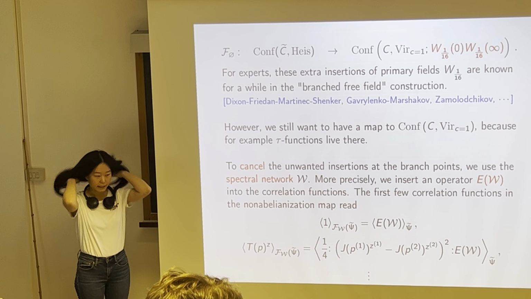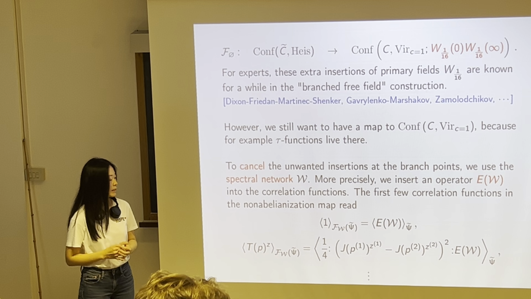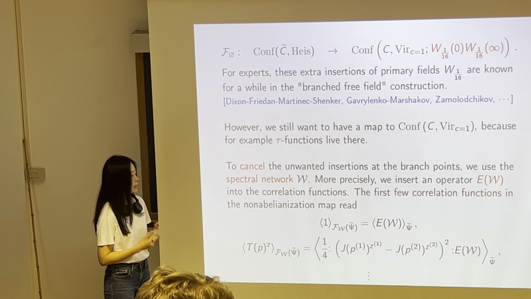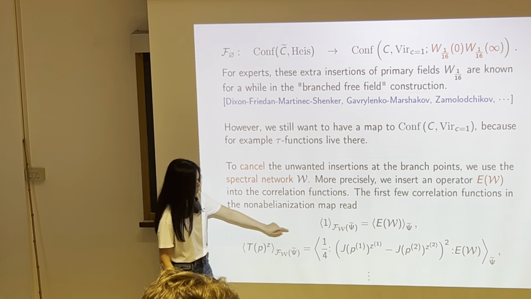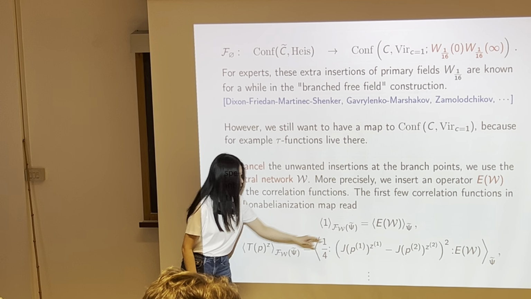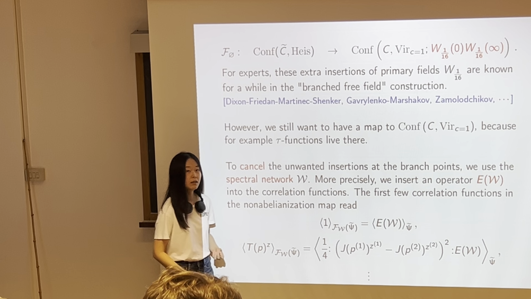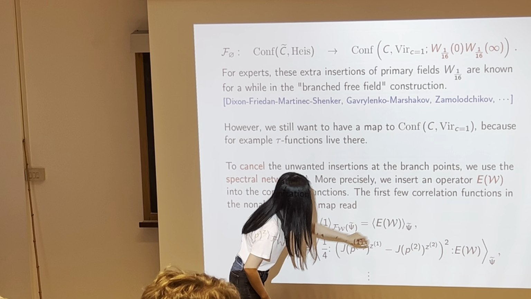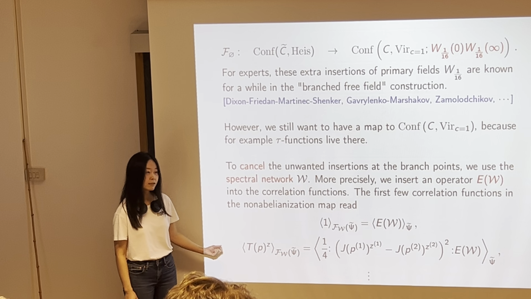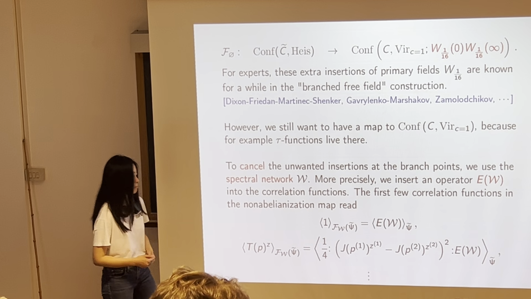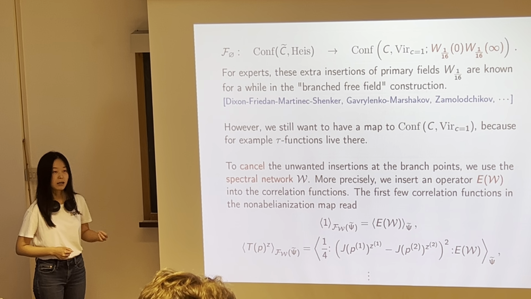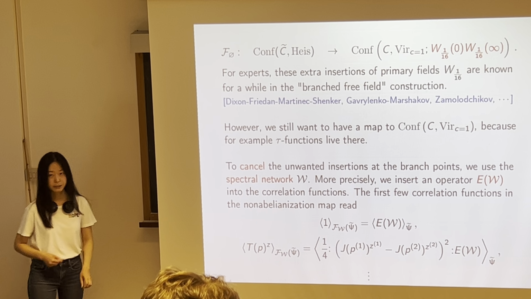And before I tell you what this E_W is, let me first make sure that I explain clearly how this non-Abelianization map with spectral network works. So if we want to have the 0-point correlator in the Virasoro conformal block, instead of just inserting 1 on the Heisenberg side, we need to insert this E_W. And if we want to have the 1-point function on the Virasoro side, instead of just using the dictionary to write down that combination of J, we also need to insert E_W. And this should also be remembered for all the other n-point correlators.